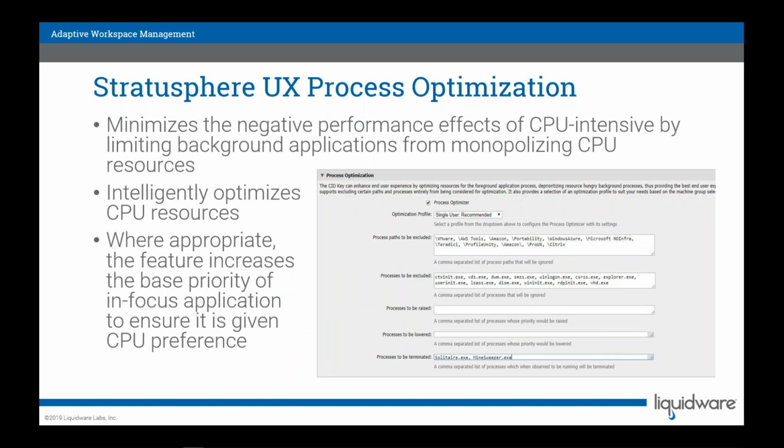Process optimization works by minimizing the negative effects of those CPU-intensive background applications. It stops those background applications from monopolizing CPU resources. We have a few different profiles or settings that make it very easy for you to deploy this and ensure that you're setting the appropriate aggressiveness. And it's an intelligent optimization.